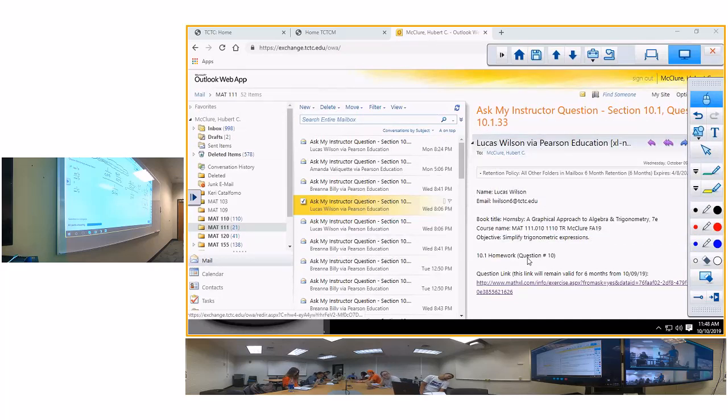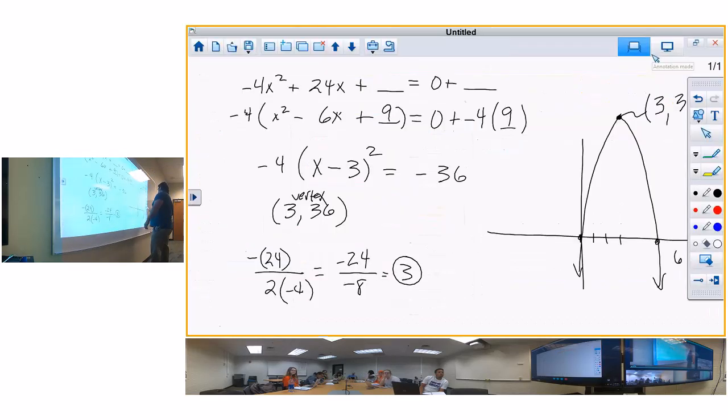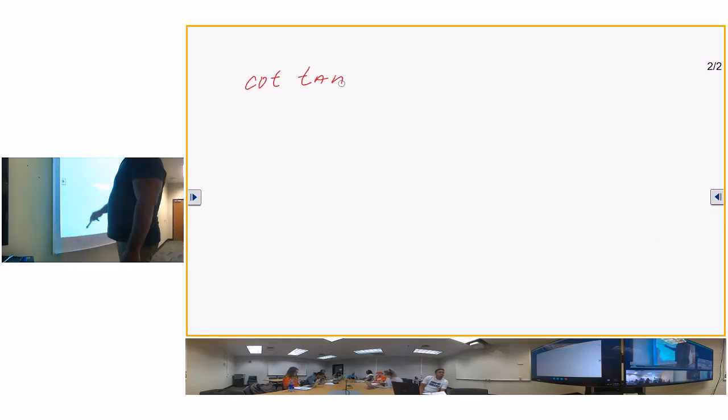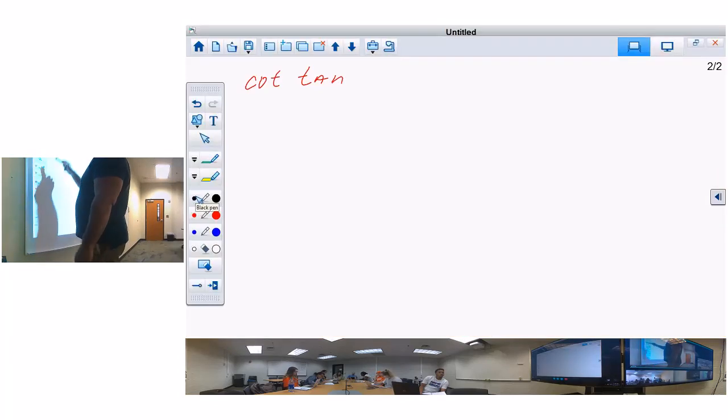Oh, I want to give you another problem. I went and found another one. How about cotan, tan? Now, this one's pretty simple. Cotan, tan. Rewrite that as a single term or single trigonometric function. Just one.